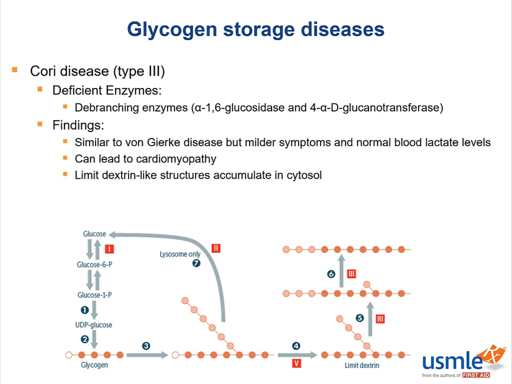Our findings will be similar to von Gierke's disease, but there will be milder symptoms and normal blood lactate levels. This can lead to cardiomyopathy like Pompe disease. If you look at the diagram before this step, you'll see a limit dextrin, which refers to the 2 to 4 residues remaining on a branch after glycogen phosphorylase has already shortened it. These limit dextrin-like structures accumulate in the cytosol in Cori's disease. What is worth noting is that gluconeogenesis remains intact.